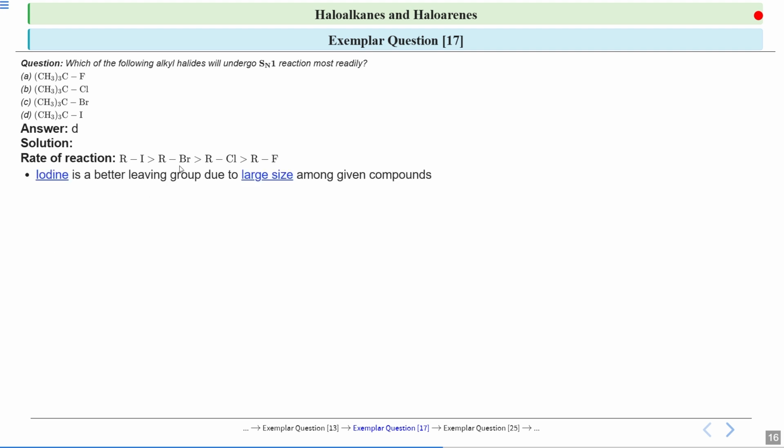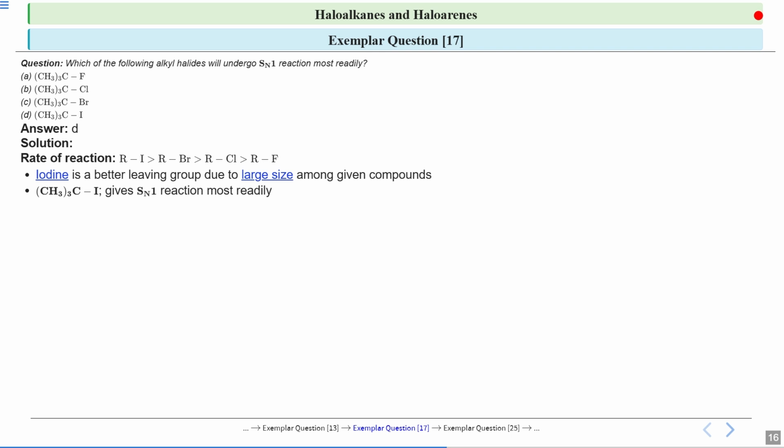So iodine is a better leaving group due to its large size among the given compounds, and the CH3 thrice C I will give the SN1 reaction most readily. Because if you have the same alkyl group, then you focus on the leaving group in the SN1 reaction, right? SN1, if you remember, happens in two steps. The first step is the slowest step, a rate determining step, and it includes the formation of carbocation. If your carbocation is stable, then your reactivity will be larger.